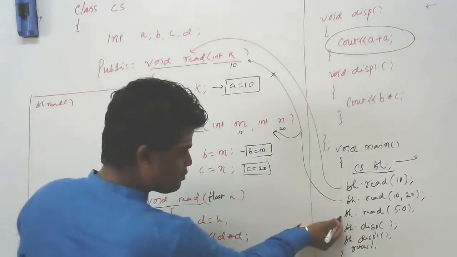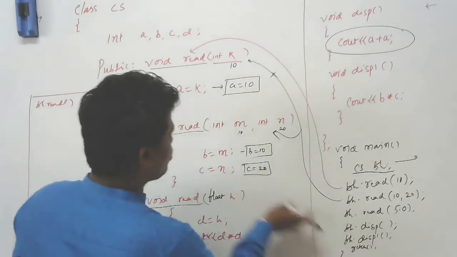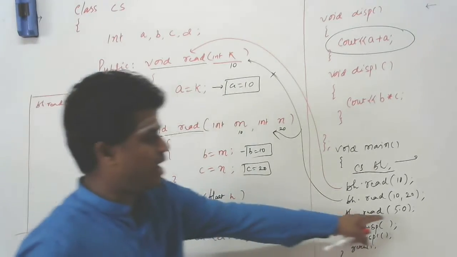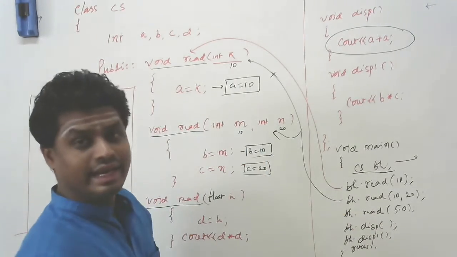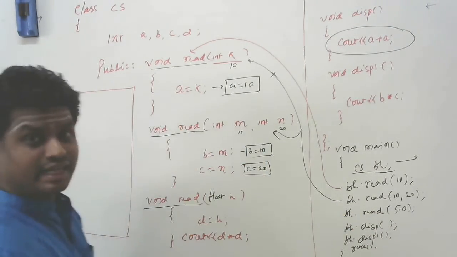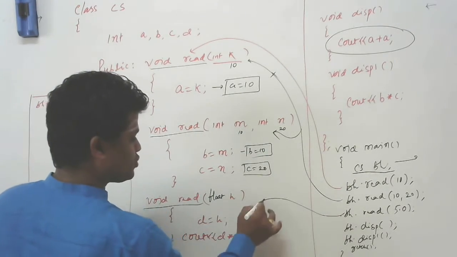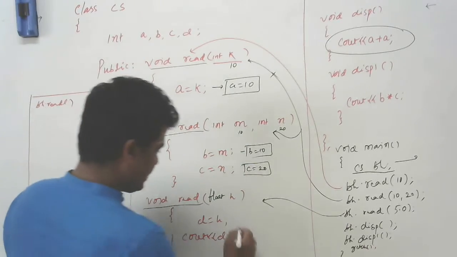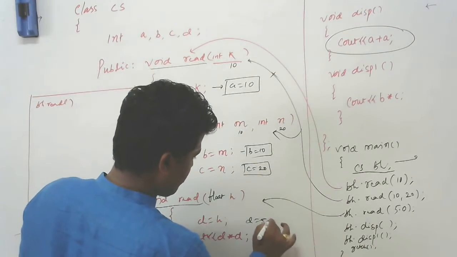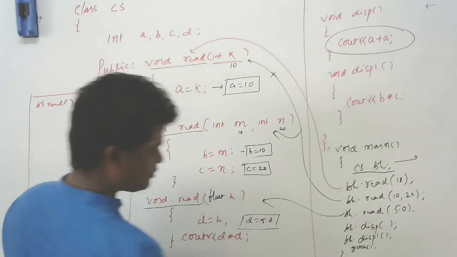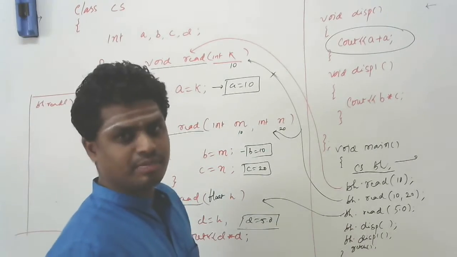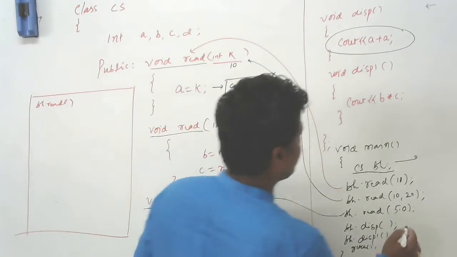When the compiler comes to the third line, again it will go back to the read statement. There you have passed 5.0. Here it is an integer. It may take, but already we have initialized, so it will skip and come to here, and the d value becomes 5.0. Next, bh.display, when the compiler comes to here.